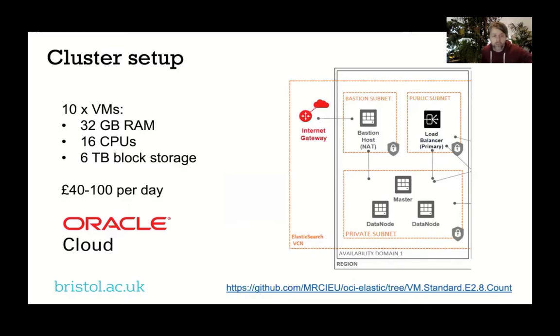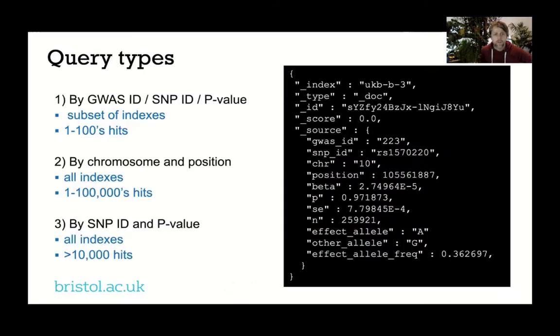So we were fortunate to start working with Oracle a few years ago, which led us to experiment with various configurations of a cluster. And we're currently using 10 basic VMs with 32 gigs of RAM, 16 CPUs, each with over 6 terabytes of block storage.